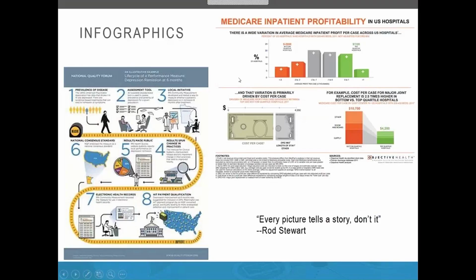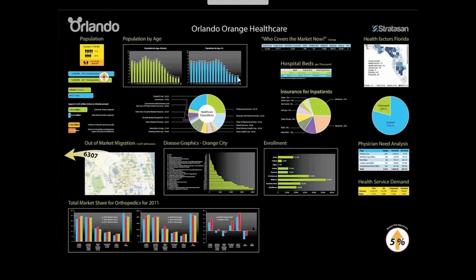So here's an infographic that Stratasan did as a market study of Orlando, Florida. It takes key pieces of their whole environmental assessment and turns it into an easily accessible story that anybody could see. You could hang it up in your hospital, because I highly recommend making the information as readily accessible and transparent as possible. So imagine your entire market analysis on one infographic. Take key pieces of information and arrange it to tell a story.